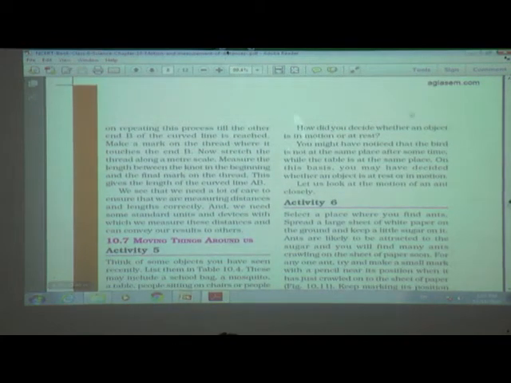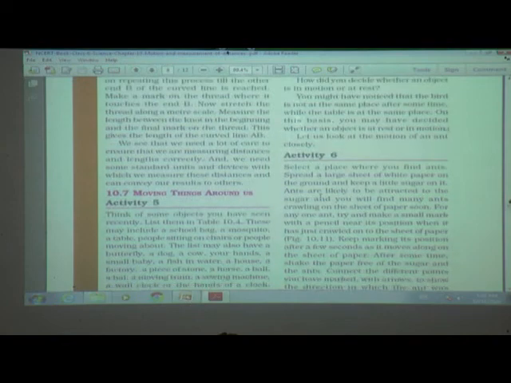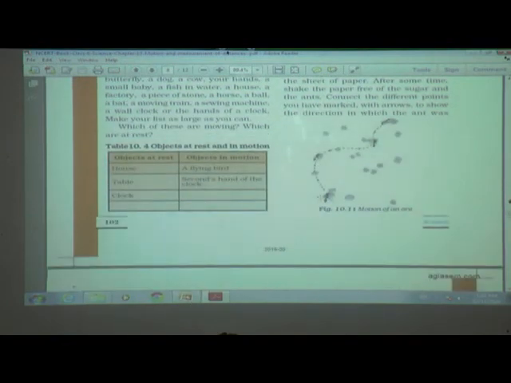Now students, how do you decide whether an object is in motion or at rest? How do you decide it? You might have noticed that the bird is not at the same place after some time, while the table is at the same place. On this basis you may have decided whether an object is at rest or in motion, isn't it? So let us look at the motion of an ant closely. So students, here is Activity 6.